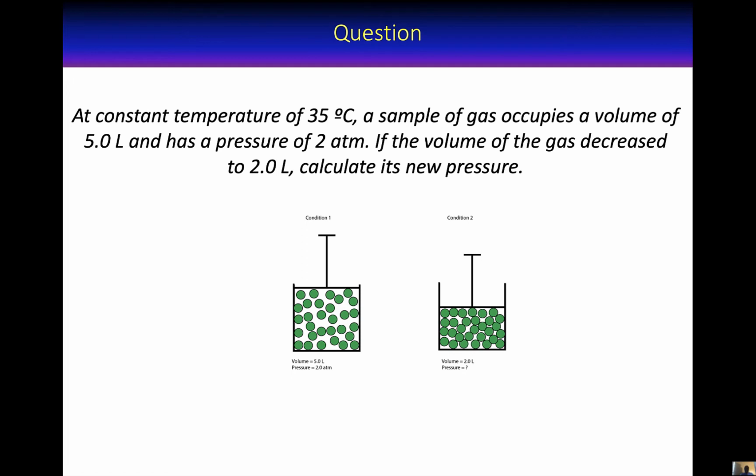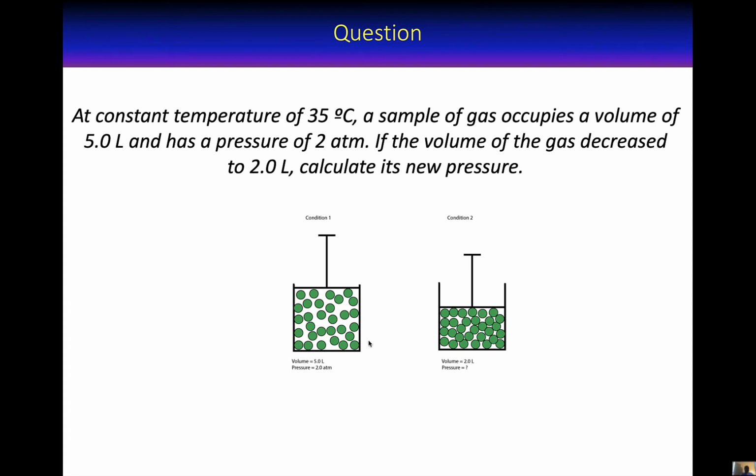Now let's try to solve this problem related to Boyle's Law. The question says, at a constant temperature of 35 degrees Celsius, a sample of gas occupies a volume of 5.0 liters and has a pressure of 2 atmospheres. If the volume of the gas decreases to 2.0 liters, calculate its new pressure.